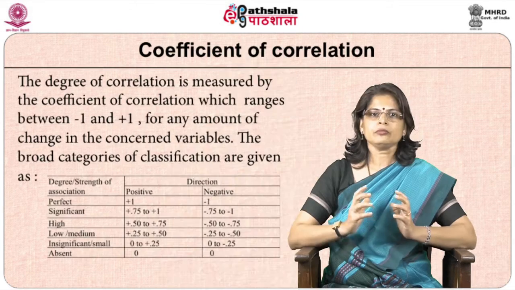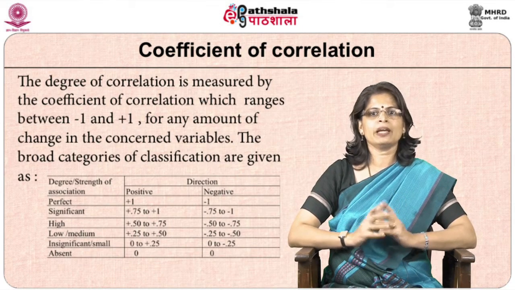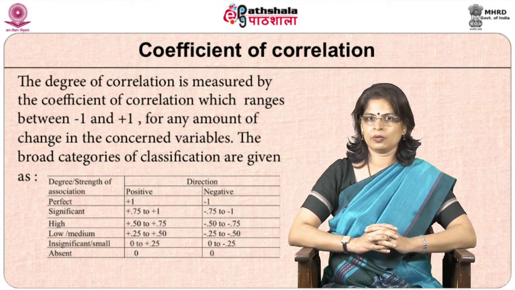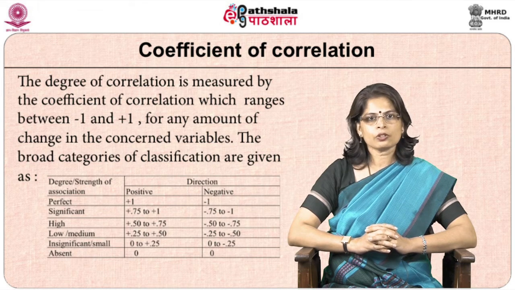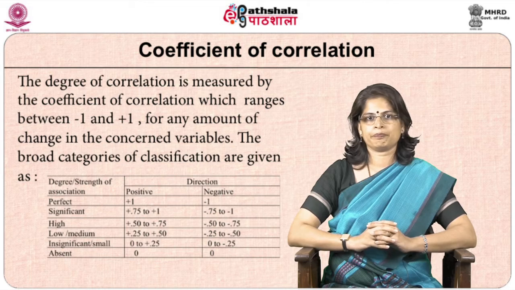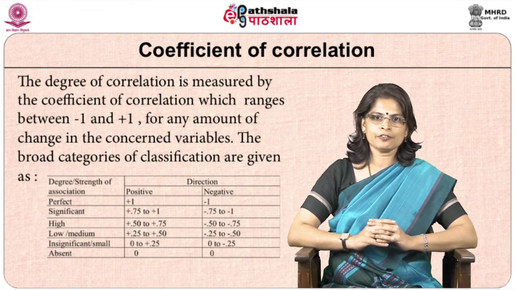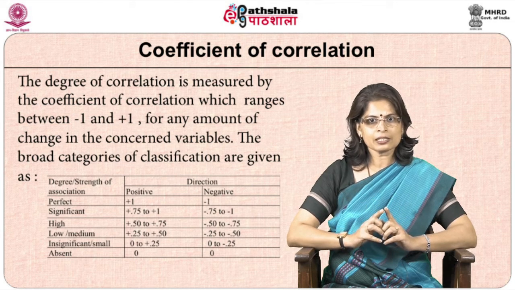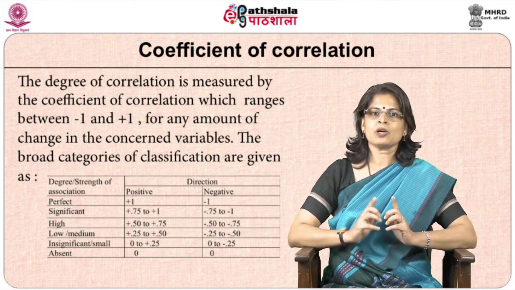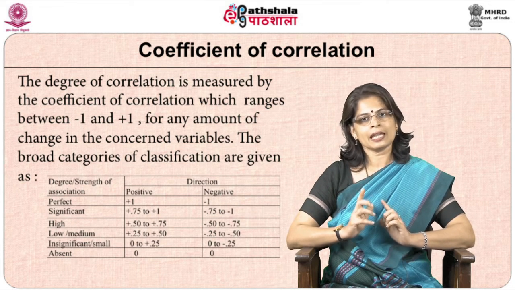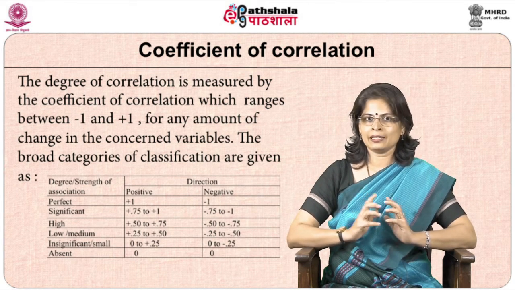Let us now come to the coefficient of correlation. The degree of correlation is measured by the coefficient of correlation for any amount of change in the concerned variables. This coefficient usually ranges between -1 and +1. The broad categories of classification can be given as: if the degree is perfect, the direction is positive, then the correlation would be +1. If the direction is negative, the value would be -1.